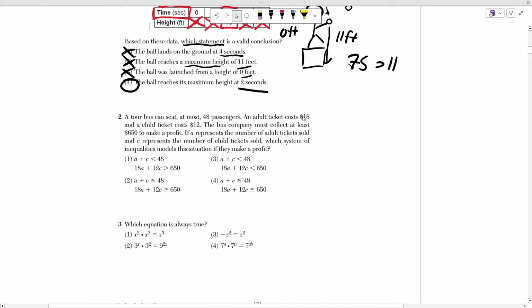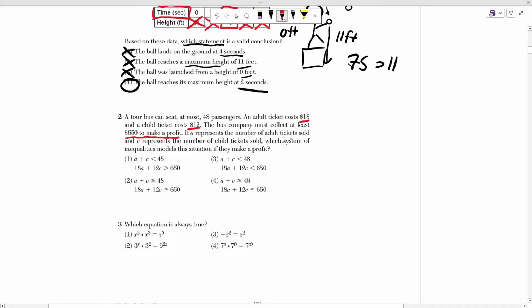Number 2 says a tour bus can seat at most 48 passengers. An adult ticket costs $18 and a child ticket costs $12, right? So if an adult goes on a bus, it's 18. If a child goes on a bus, it's 12. A bus company must collect at least $650 to make a profit.